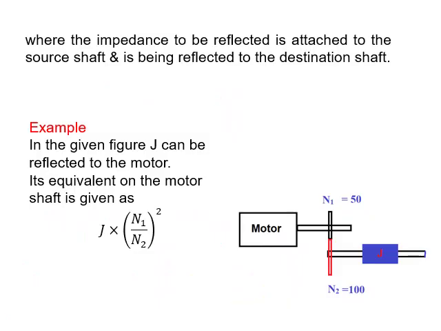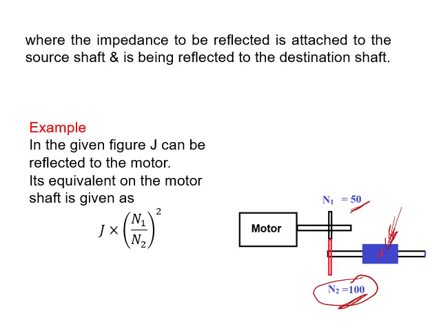If I consider this example, we have a motor connected to this inertia through a gear having N1 and N2. N1 is 50 and N2 is 100. Notice that J is connected to N2. That means its source is N2, or its location is N2. Right now it's on N2.